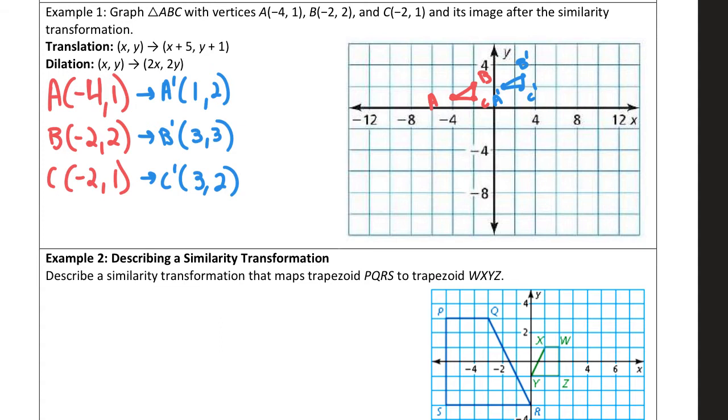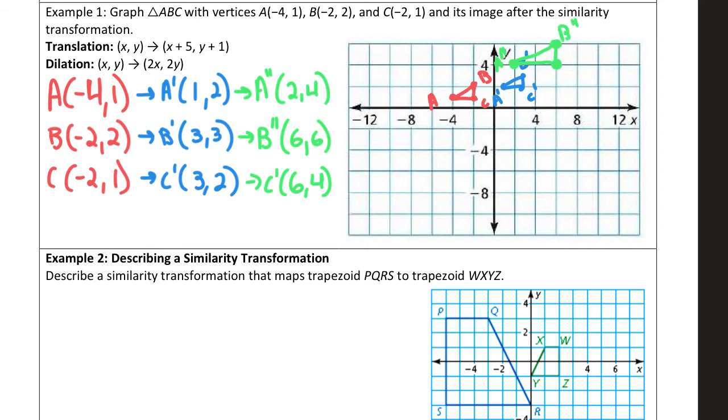Then, I'm going to use green for the next one. My dilation, all that does from my translation takes every single point, every single value, and multiplies it by 2. So A becomes the point 2, 4. B becomes the point 6, 6. And then C becomes the point 6, 4. So we're going to see what happens here. I've got the point 2, 4, 6, 6, and then 6, 4. So this is A double prime, B double prime, C double prime.